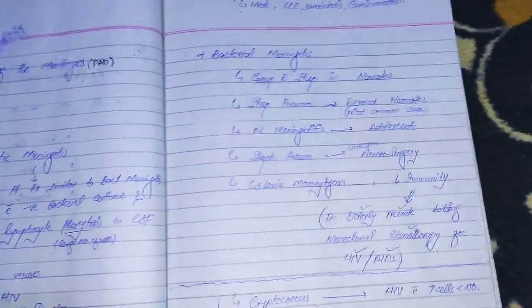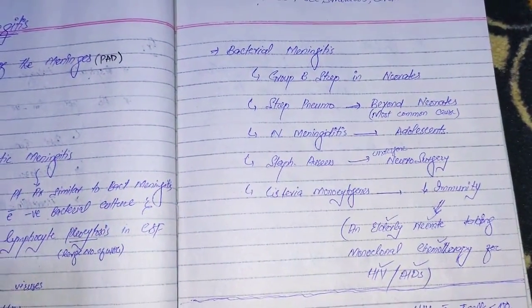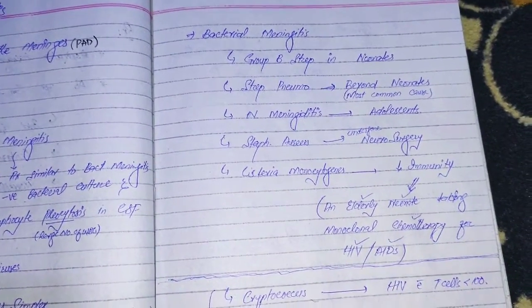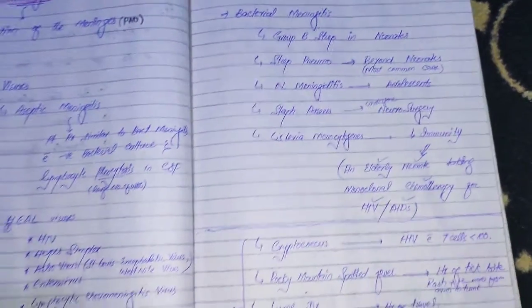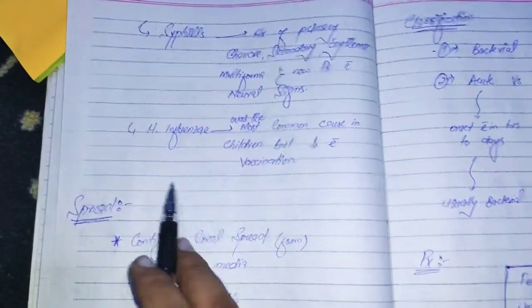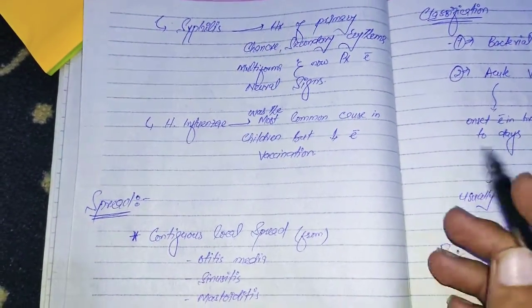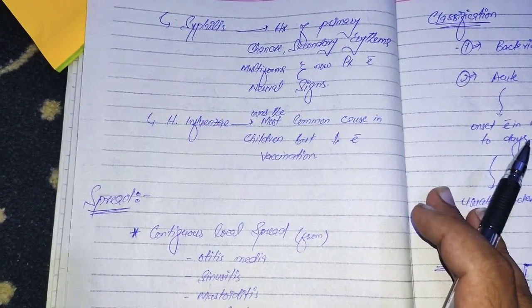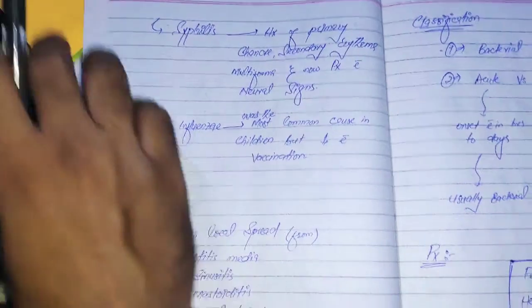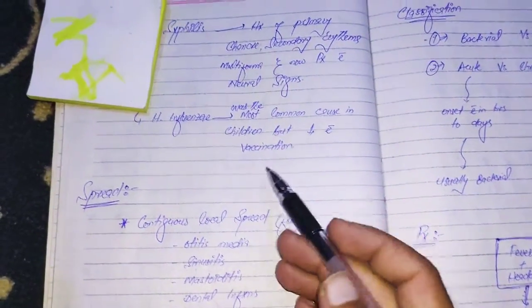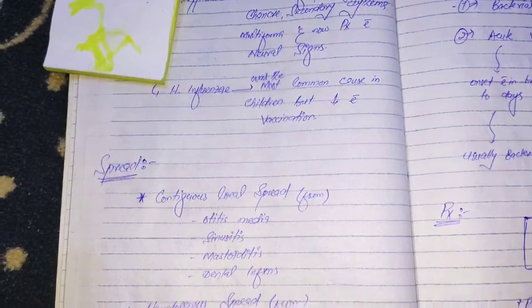Okay, so these are all about bacterial meningitis: group B strep, strep pneumo, Neisseria meningitidis, Staph aureus, and Listeria monocytogenes. Now one thing more here is Haemophilus influenzae. It used to be the most common cause of meningitis in children, but now, since vaccination is widespread, it doesn't cause that much harm.